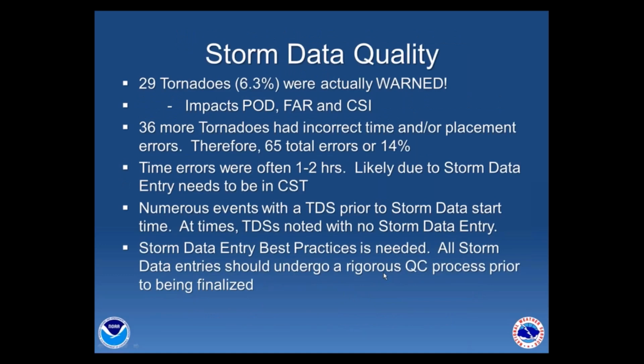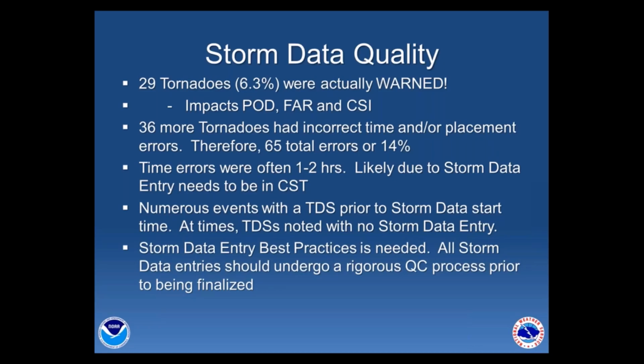So one of the issues we had going through this database was storm data quality. It took us a long time going through all this data to actually weed out a lot of the storm data issues that we found. As you can see, we did find 29 of our unwarned tornadoes were actually warned. That's 6.3% of our unwarned tornadoes. Now think about how that impacts POD, false alarm ratio, and CSI. In addition, 36 more tornadoes, in addition to the 29 above, had incorrect times and/or placement errors.